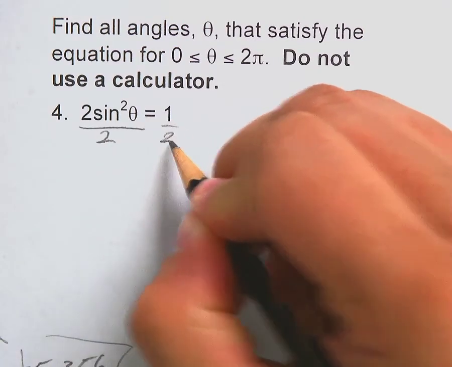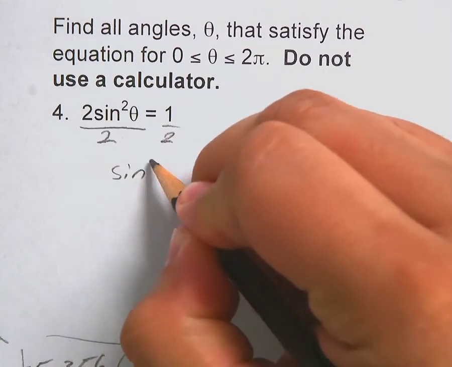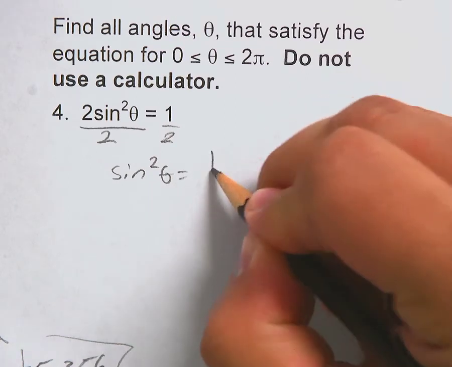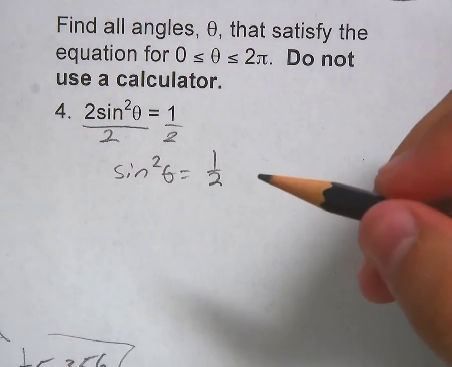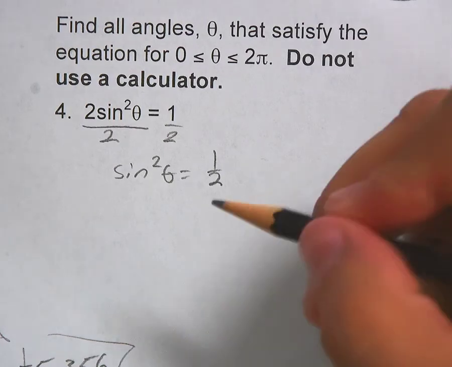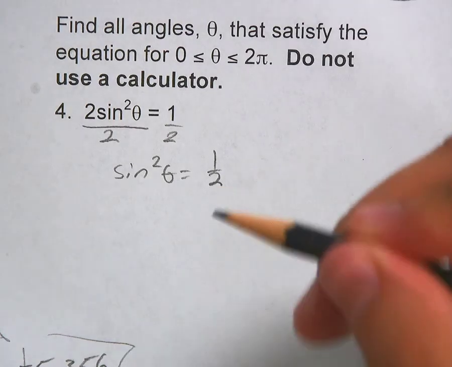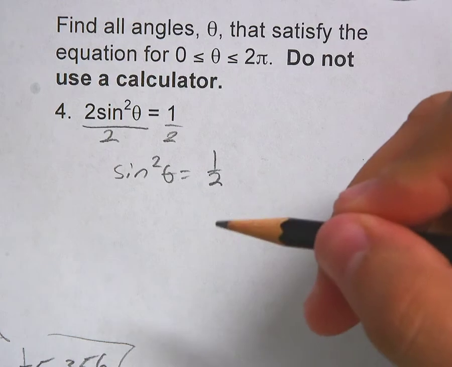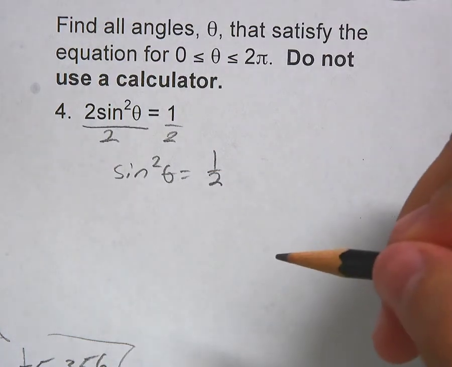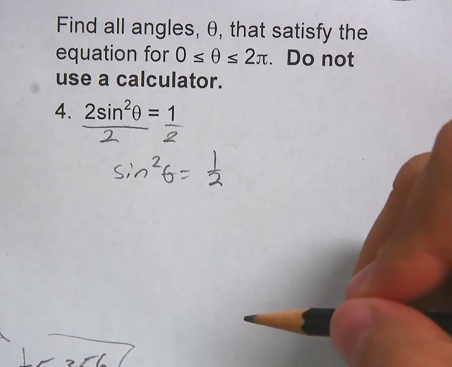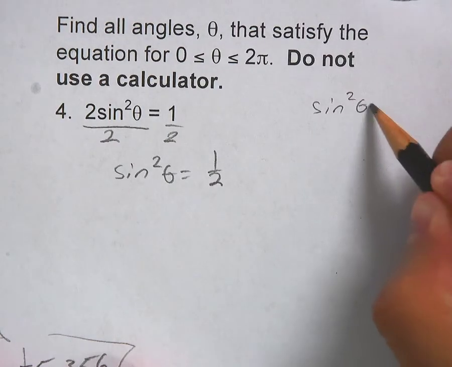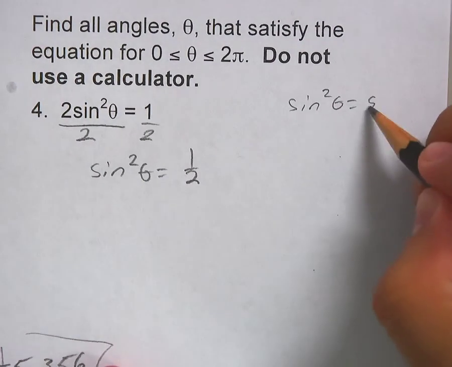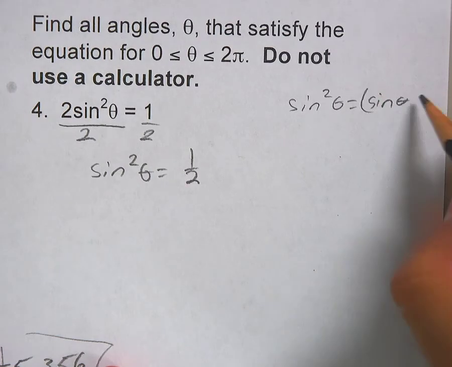Divide by 2. And you get sine squared theta is 1/2. Now we talked about this yesterday. When you have sine squared theta equals 1/2, the first thing you must do is understand sine squared theta is really sine of theta all squared.